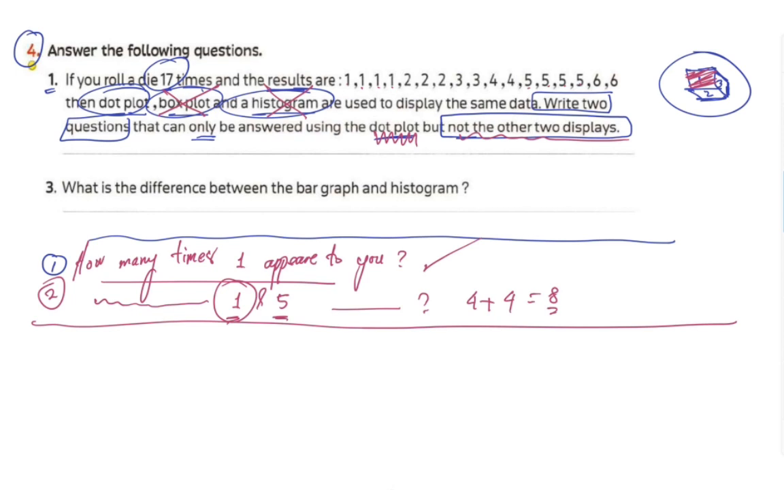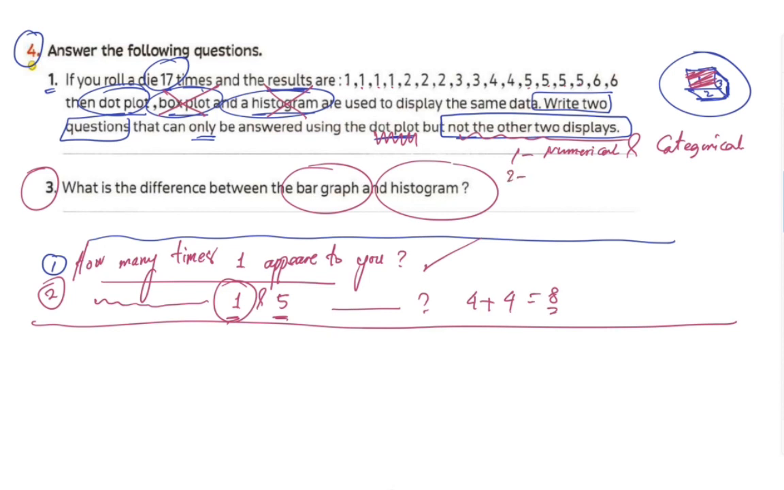Question number 3. Here we have, what's the difference between bar graph and histogram? Of course it's important to know the difference. I will say it quickly. First difference is about data. Note with me, histogram is always numerical data, all numbers, but a bar graph can be categorical data. It's the first difference.